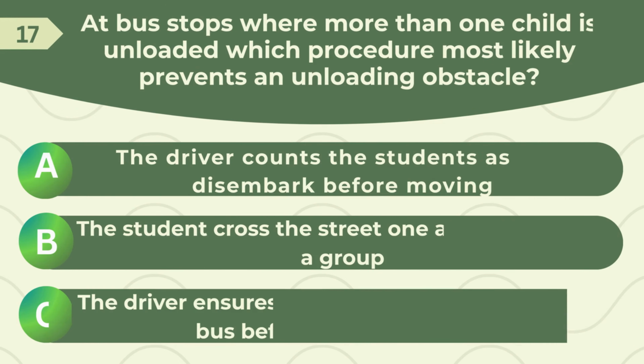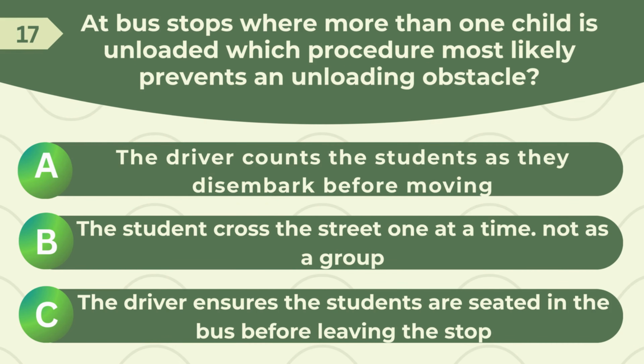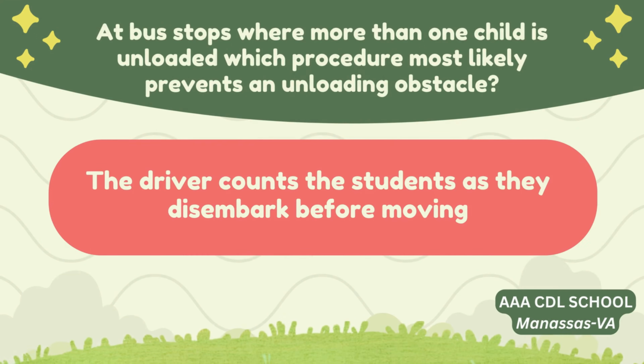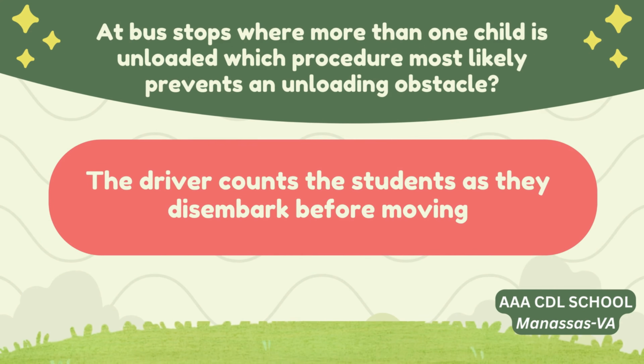At bus stops where more than one child is unloaded, which procedure most likely prevents an unloading obstacle? A. The driver counts the students as they disembark before moving. B. The students cross the street one at a time, not as a group. C. The driver ensures the students are seated in the bus before leaving the stop. Correct answer: the driver counts the students as they disembark before moving.